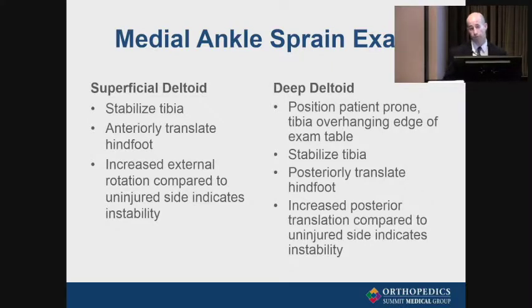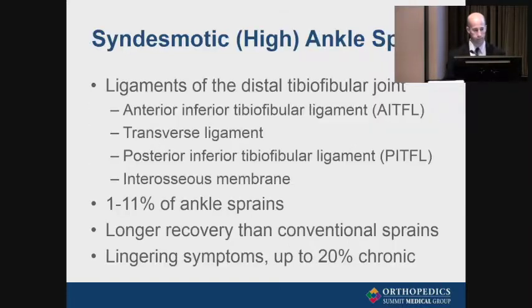So for a superficial deltoid exam, I think these are very hard things to differentiate. Even in a chronic injury that's no longer painful, the superficial deltoid can be examined in sort of the converse of the anterior drawer test for the lateral ankle. So if you stabilize the tibia with the leg hanging, pull anteriorly on the heel, try to translate the foot anteriorly in the mortise, and try to increase external rotation, you can test for superficial deltoid stability. The deep deltoid is typically tested prone, trying to increase posterior translation, and I think it's very important to compare it to the other ankle.